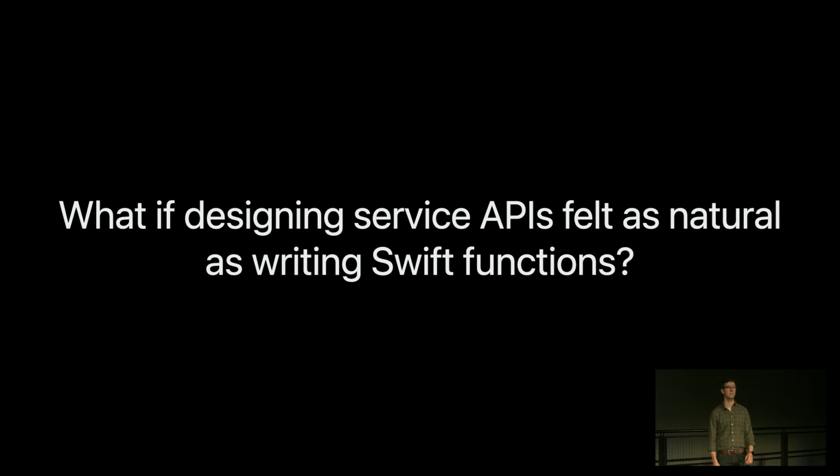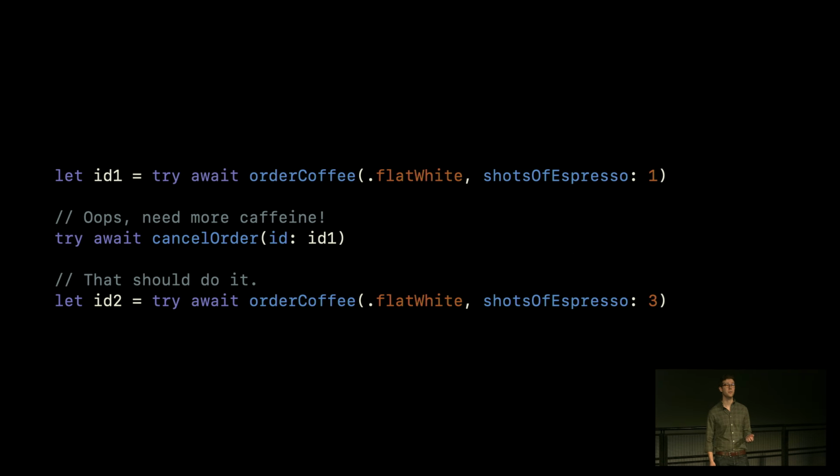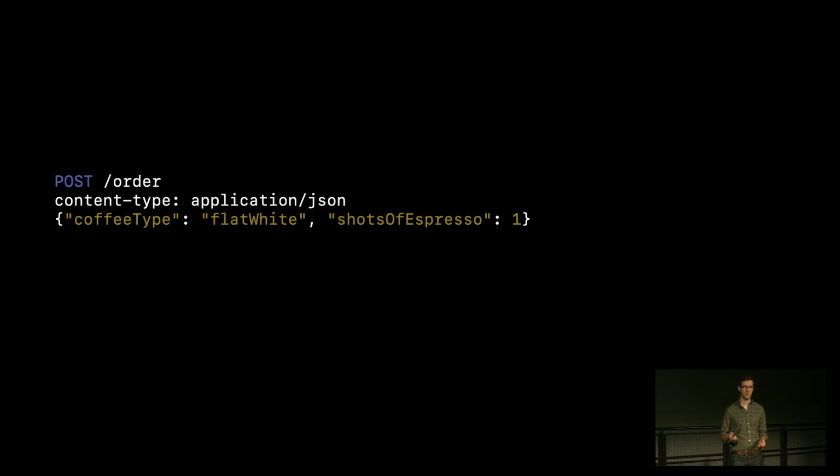What if designing service APIs felt as natural as writing Swift functions? This might sound like an odd question, but I think there's often a great disconnect between designing APIs and how we implement them. When you're writing your business logic, it feels natural. You already know how to craft interfaces with great APIs for your libraries and apps.